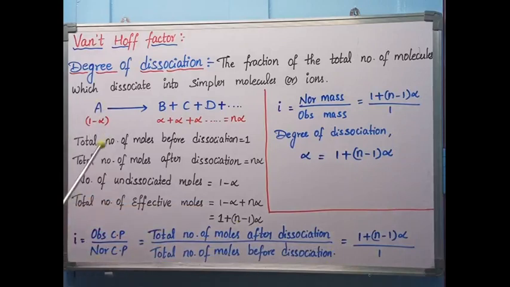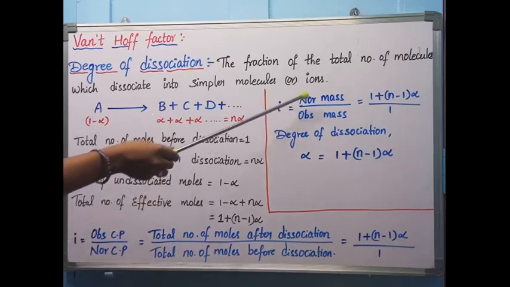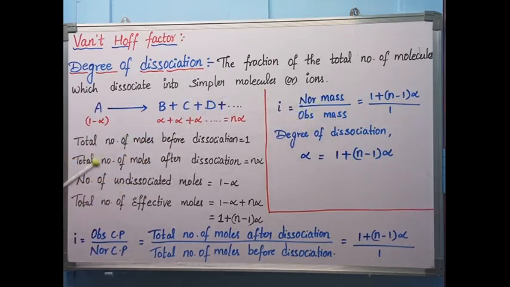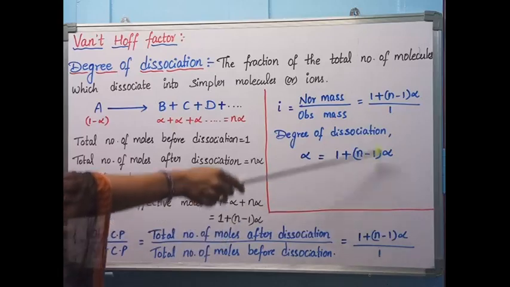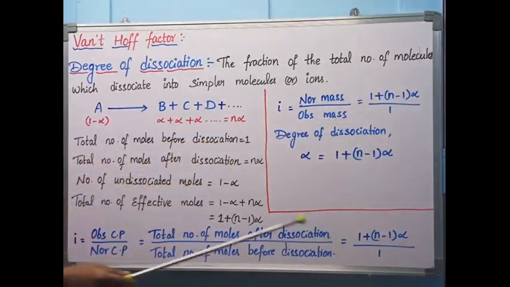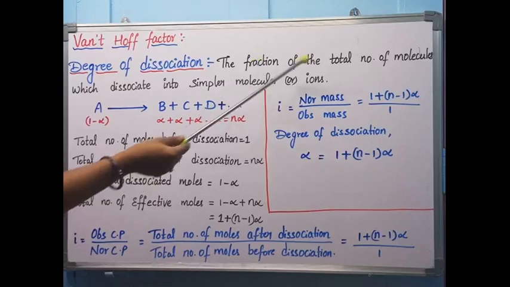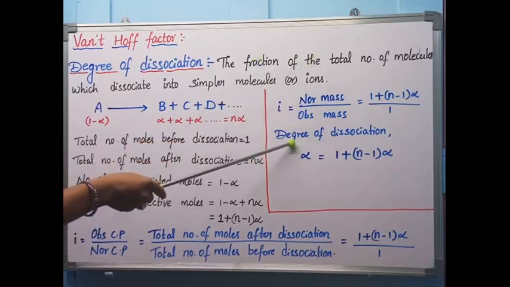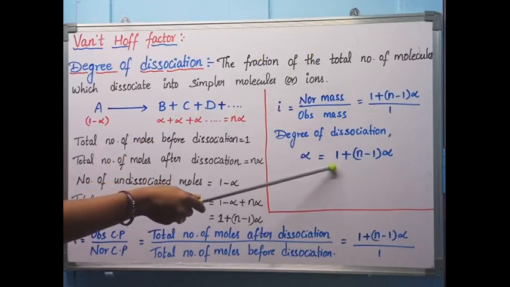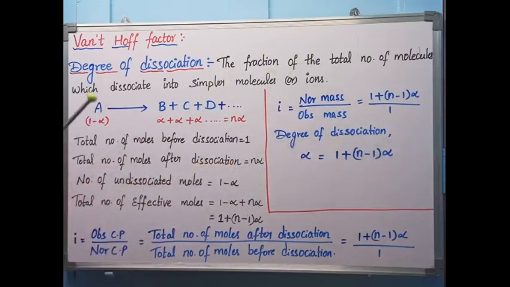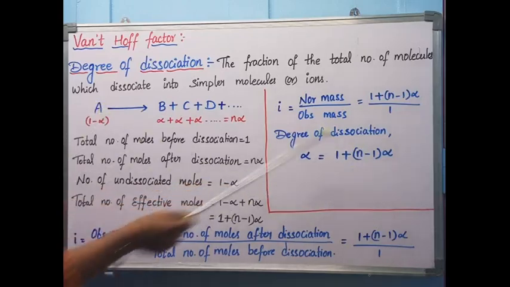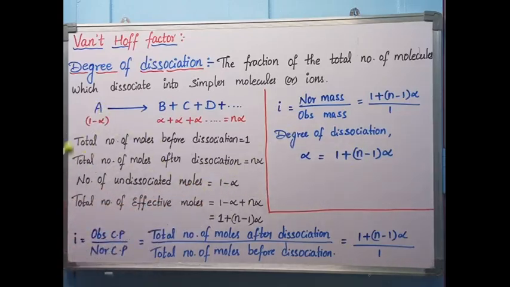If I want to calculate the Van't Hoff factor for molecular mass, I'll write this formula: i equals normal molecular mass by observed molecular mass equals 1 plus (n minus 1) alpha by 1. So from this, the fraction of the total number of dissociated molecules, or degree of dissociation alpha, can be obtained. So finally we got this equation for alpha. By using the Van't Hoff factor, we can calculate degree of dissociation or degree of association.